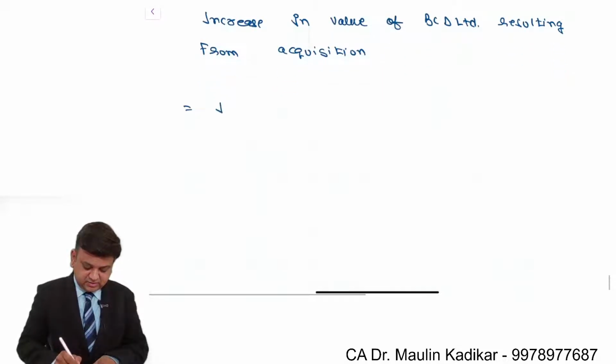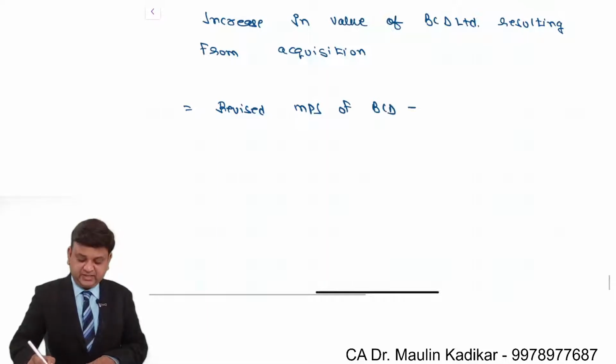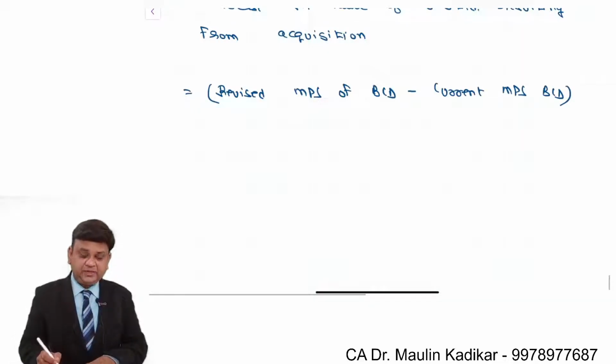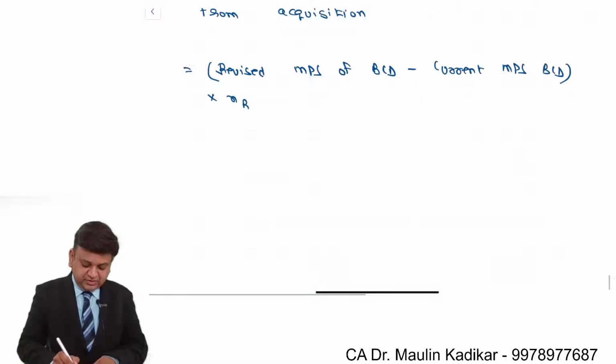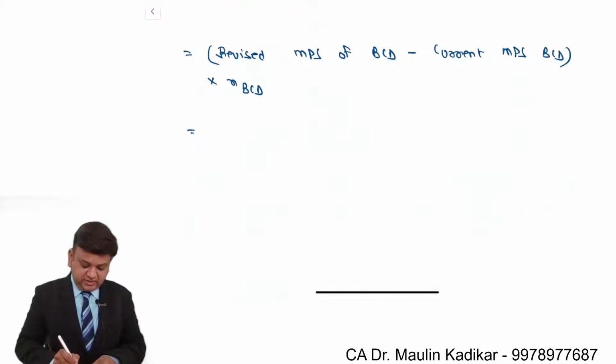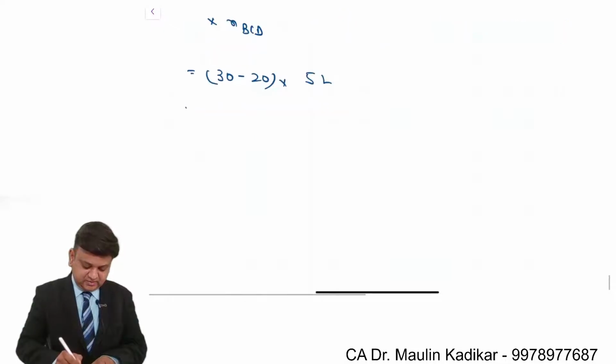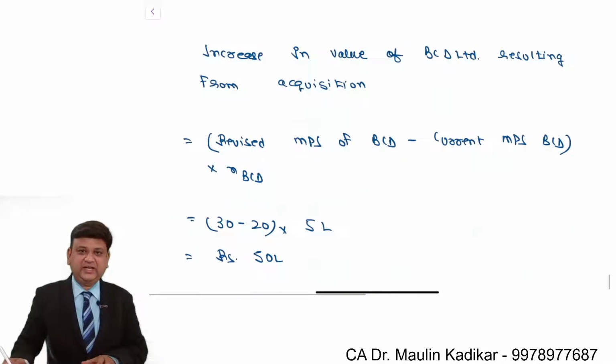In that, write down like this: revised MPS of BCD minus current MPS of BCD, difference of both of them into number of shares of BCD. So we understand that the revised market price is 30, current market price is 20, into number of equity shares, 5 lakhs. So the answer for the first part of the question is 50 lakhs.